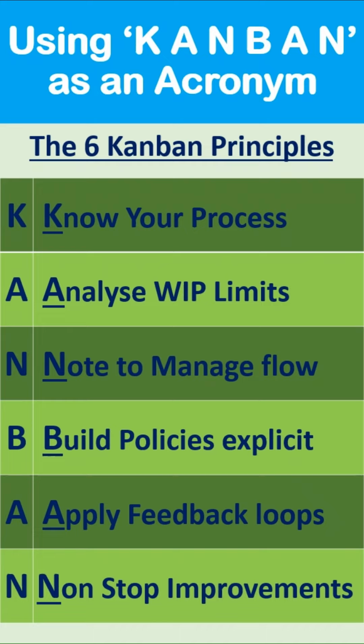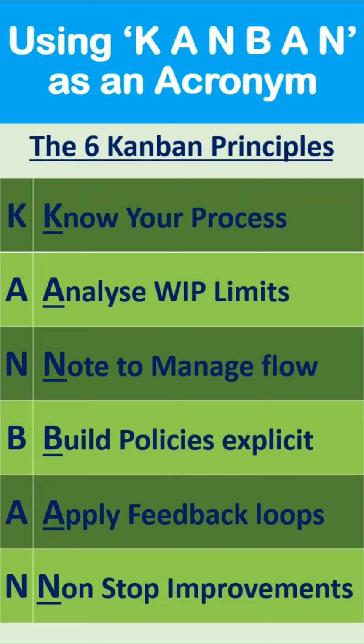So these are the 6 Kanban principles that can be depicted using the word Kanban, where the letter K stands for know your process, A is for analyzing the WIP limits, N is for know to manage flow, B is for build policies explicit, A is for applying feedback loops, and N is for non-stop improvements. So this is how we can use the Kanban word and each of its letters to understand the 6 principles. Now let us understand each one of it a bit in detail.